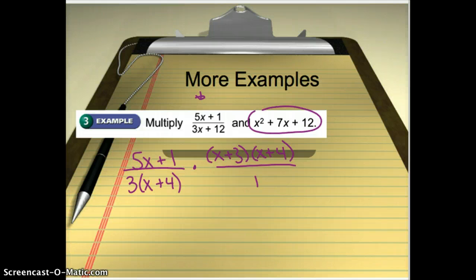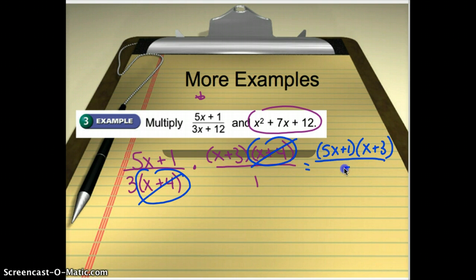Okay, now this is good because I'm going to try to cross-cancel. I'm going to find any common factors. So it looks like I do have one set of common factors here. I have x plus 4 and x plus 4. Cancel out. So on the top, it looks like I have 5x plus 1 times x plus 3. And on the bottom, the only thing I have left is 3.